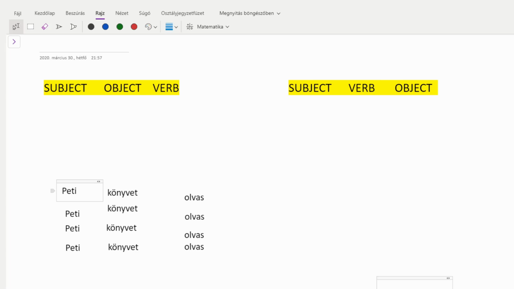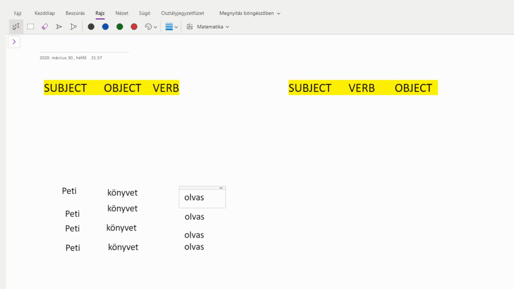So Peti, this is a person. Peter, Petya. Könyvet, this is a book in the accusative. Könyv is a nominative. Könyvet is an accusative. A book, and olvas, it's reading. He or she is reading.